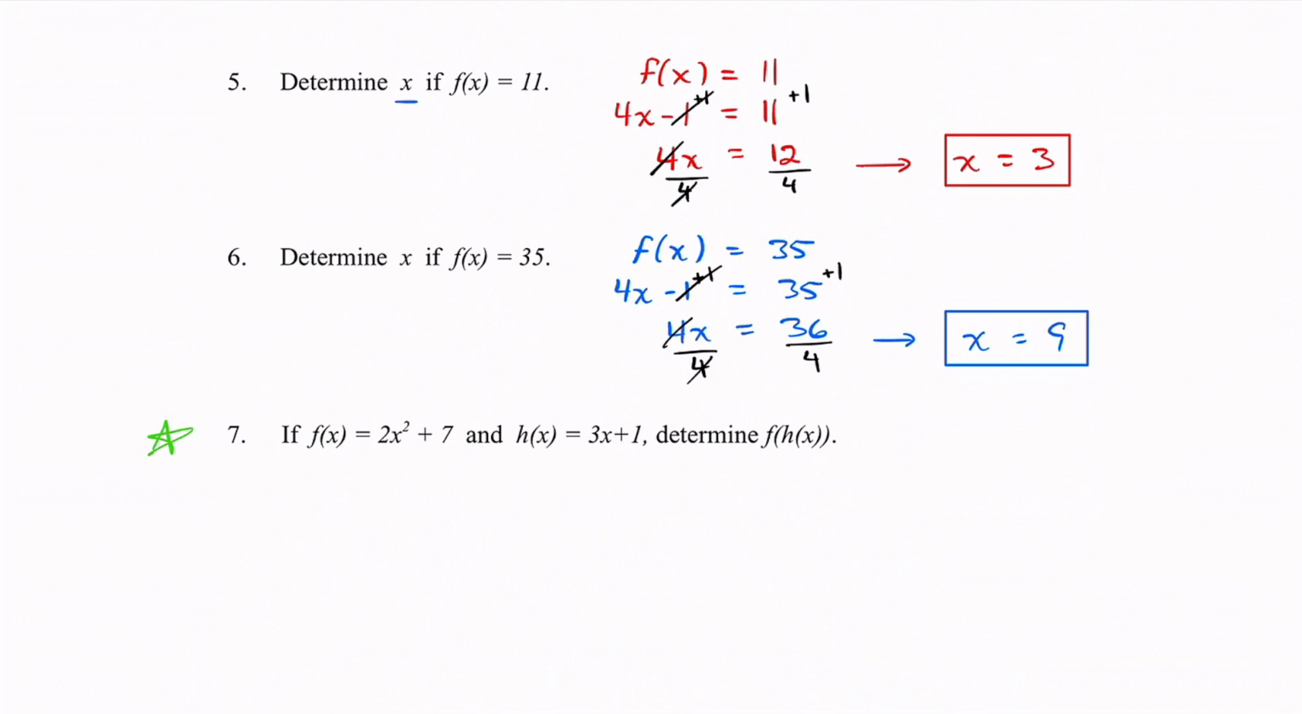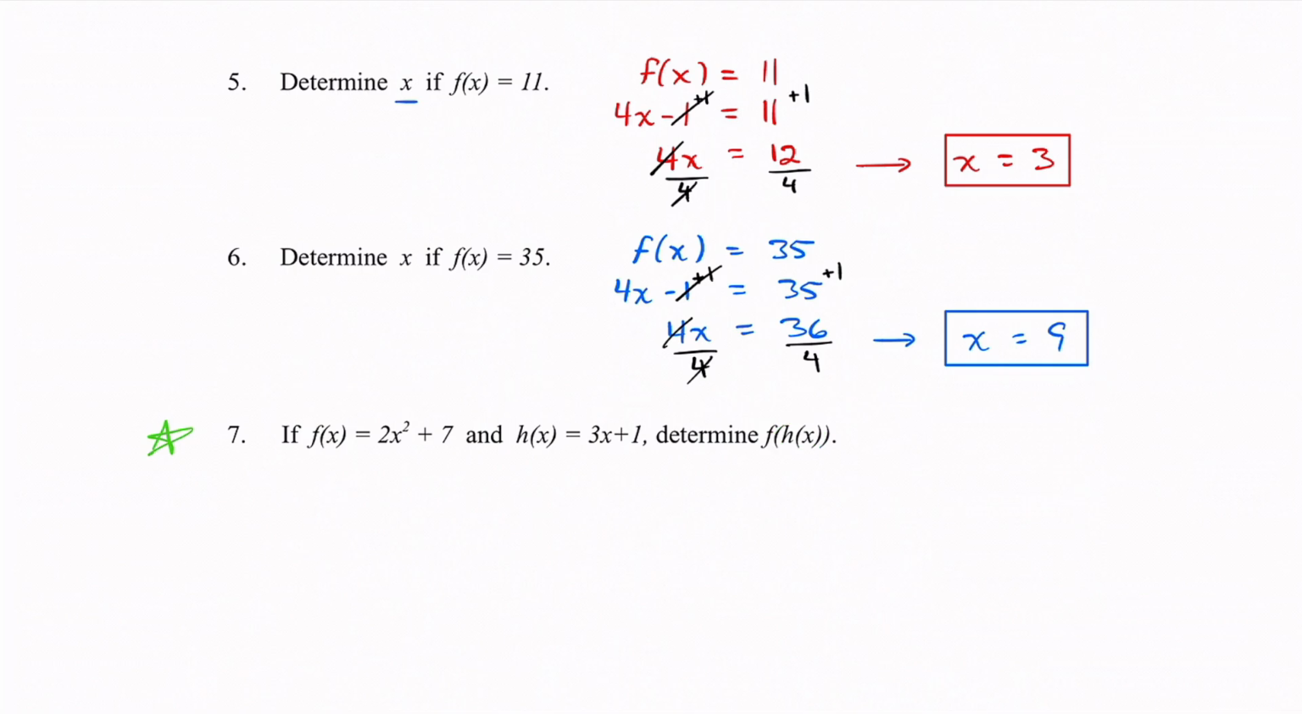So we are told f of x is equal to 2x squared plus 7. And we are also told h of x, so the function h, is equal to 3x plus 1. And then this notation here is like what we did up top, but it's a little bit more confusing. What it is, we have the function f, and it's being evaluated at h of x. So we are going to put h of x inside of f of x.